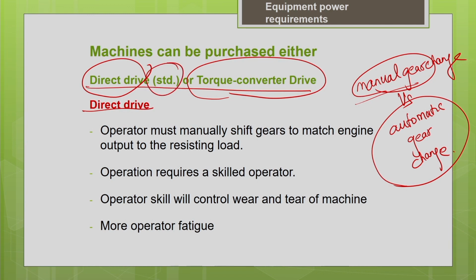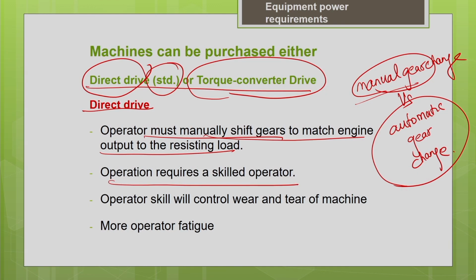In this direct drive transmission, the operator has to manually shift the gear according to the load conditions in your haul route, to match the engine output to the resisting load. If the load conditions are highly variable, you can see that it will be really tedious for the operator to change the gear appropriately. If he is a skilled operator, then he can handle it very well. This operation requires a skilled operator because he has to manually change the gear according to the load conditions.